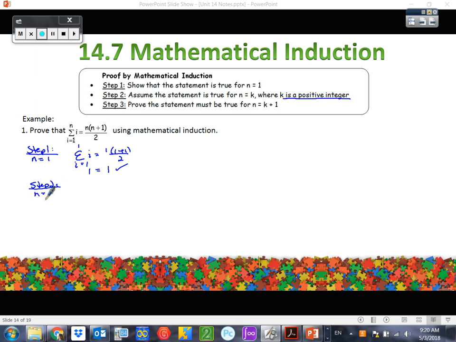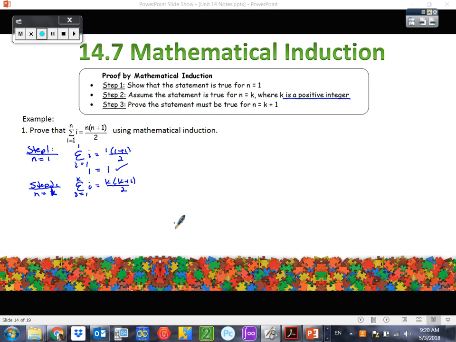Step 2. This is for n equals 2. Oh, excuse me, n equals k. This is for n equals k. So now I'm going to go back, and everywhere there's an n, I'm going to place a k. So we have the summation from i equals 1 to k of i equals k times k plus 1 over 2.